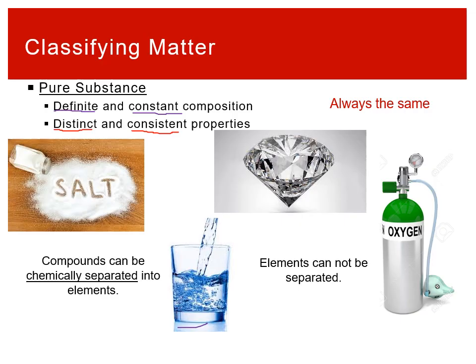So the difference between elements and compounds is that elements cannot be separated, right? Elements are the fundamental block that they are. They're the fundamental type of matter. They can't be simplified. They can't be separated into some more simple component. So for example, oxygen is an element, and carbon, which makes a diamond, is an element. Water and salt are compounds because they can be chemically separated into their elements.